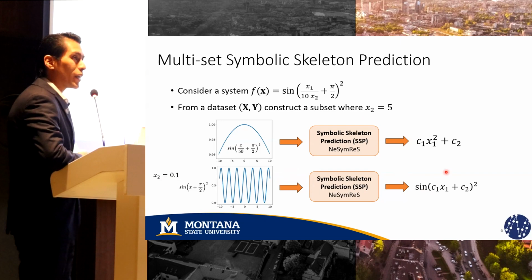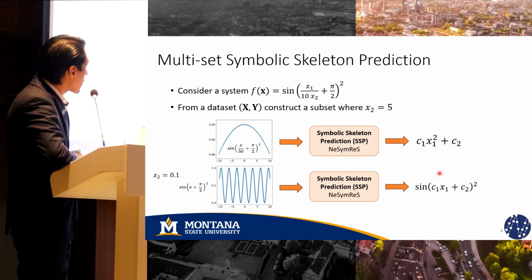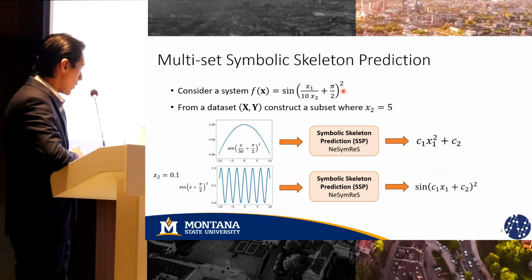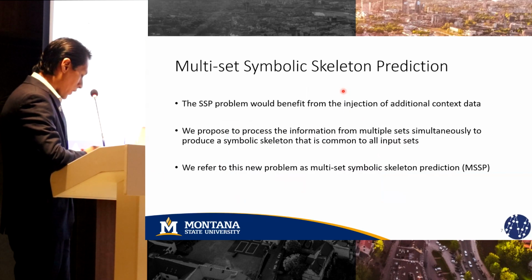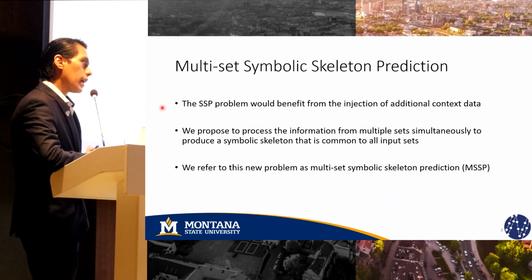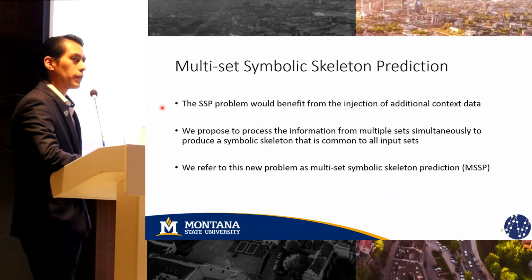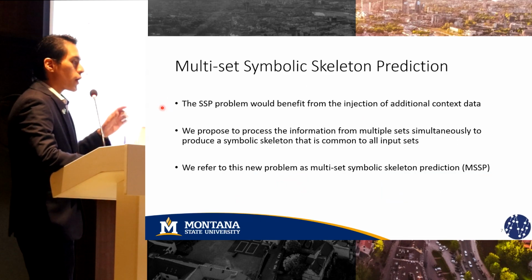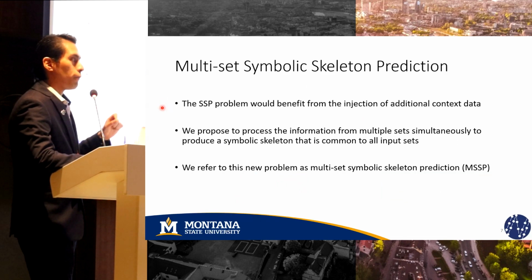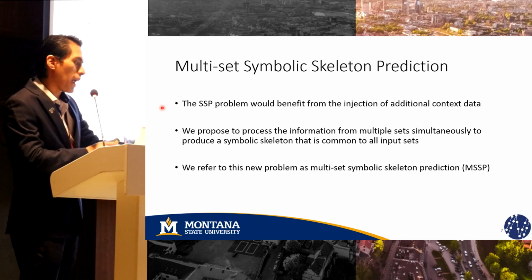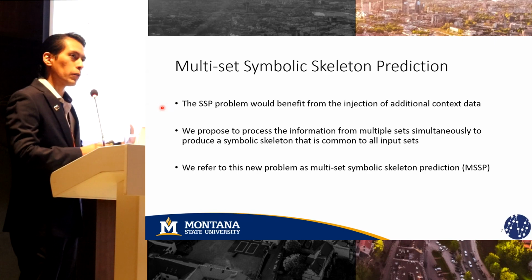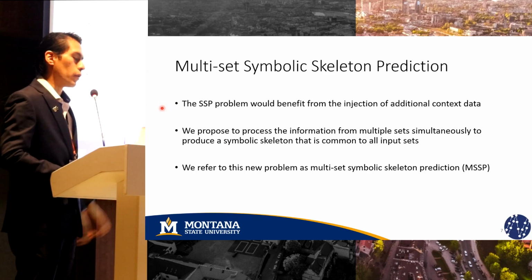The problem is that during inference, I don't know which skeleton is correct because I don't know what the underlying function of the system is. That's what I'm trying to get. So our observation is that this symbolic skeleton problem will benefit from additional context, from additional information, because when we're analyzing one specific variable and we fix the value of the remaining variables, we can project a function into a space in which it's difficult to identify the correct functional form.